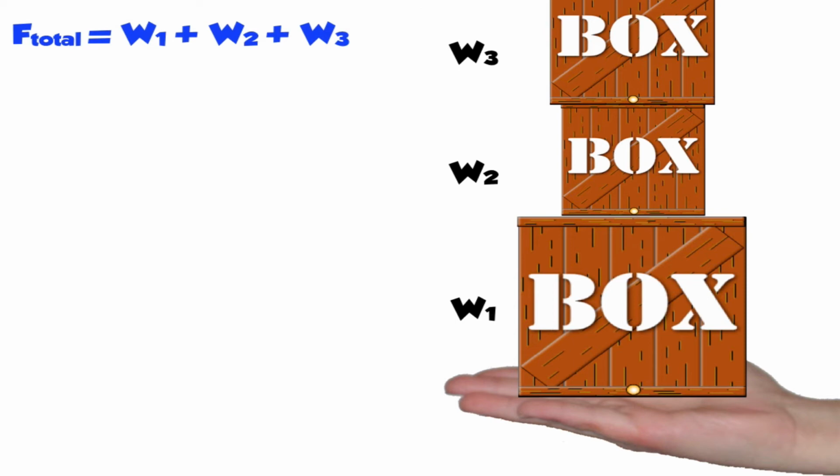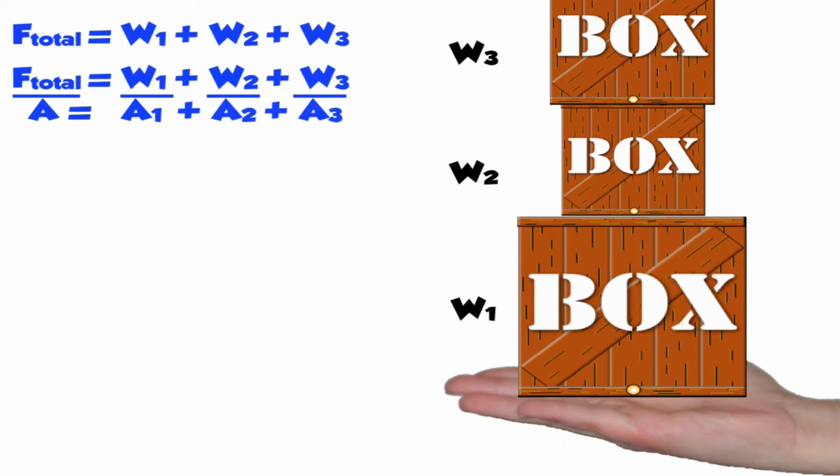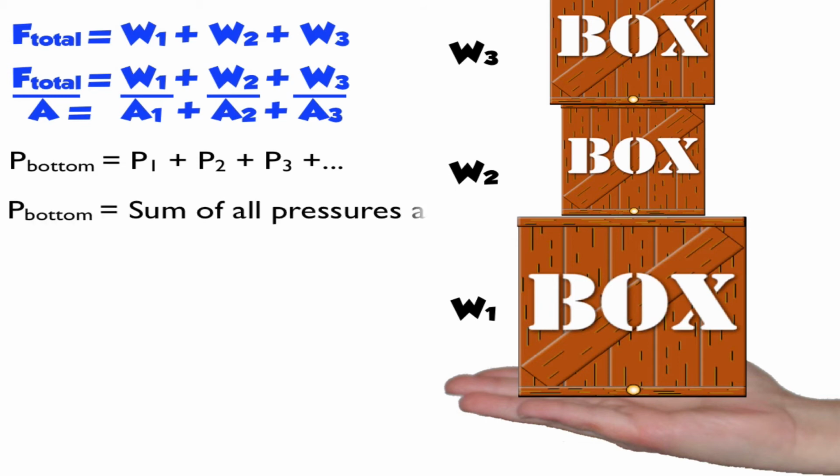What about pressure? Well, pressure is just force over area. So I can take my same relationship and divide everything by the appropriate area. That tells me the total pressure on my hand, where the pressure at the bottom of the stack of boxes is equal to the pressure due to each box above. That's the weight divided by the area. So in other words, the pressure at the bottom is the sum of all the pressures above.